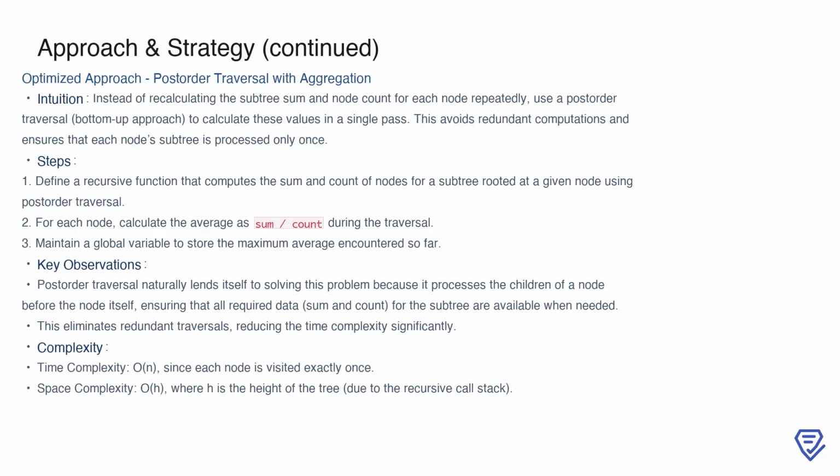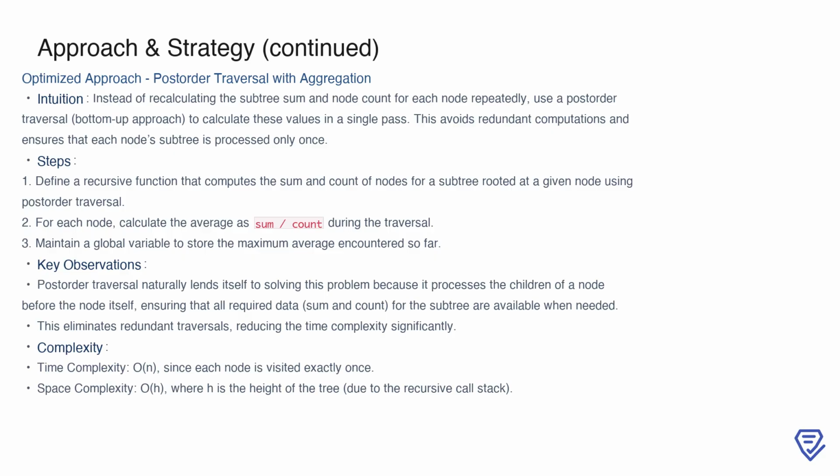By the time you process a node, you already have the sum and count of its subtree ready, allowing you to calculate the average immediately. A global variable is maintained to track the maximum average encountered during the traversal. Post-order traversal is particularly well suited for this problem because it ensures that all necessary data for a subtree is available before processing its root.